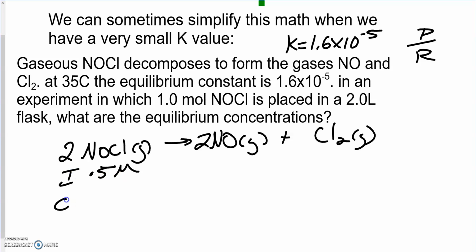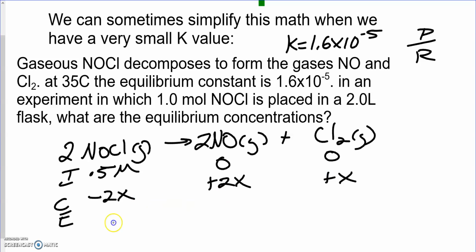So if I do my ICE table here, what that means is that I have 0 of these products. So again, if I have 0, I automatically know which direction it's shifting. Not too bad. So this is going to be minus 2x, because 2x of these are going to be used. This is going to be plus 2x. 2x of these will form, and plus 1x. So at equilibrium, I end up with 0.5 minus 2x, 0 plus 2x, and x.